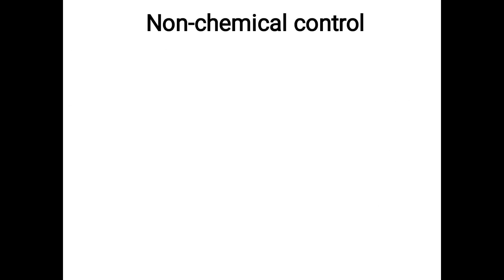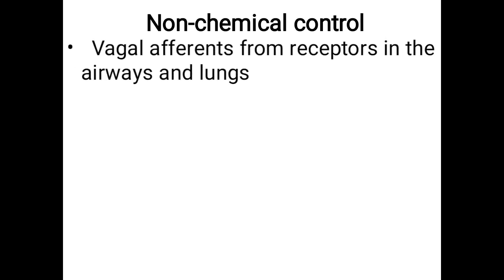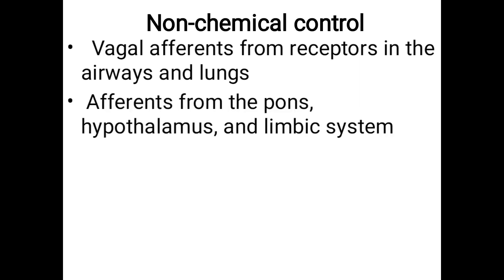Now there are some non-chemical controls, meaning there is no influence here of H ions, CO2 and oxygen. Non-chemical control means vagal afferents from receptors in the airways and the lungs, and afferents from the pons, hypothalamus and limbic system. Simply, you can see when you are emotional, your rate of respiration changes. So this is the influence coming from the limbic system.